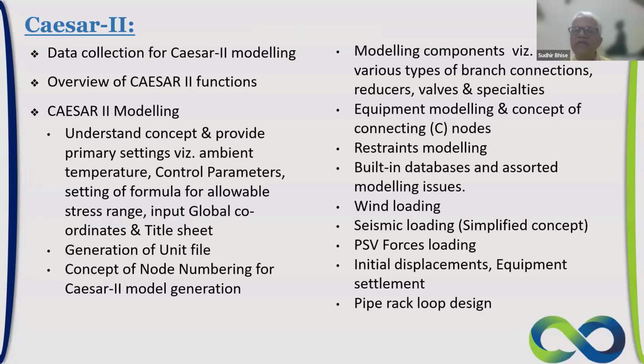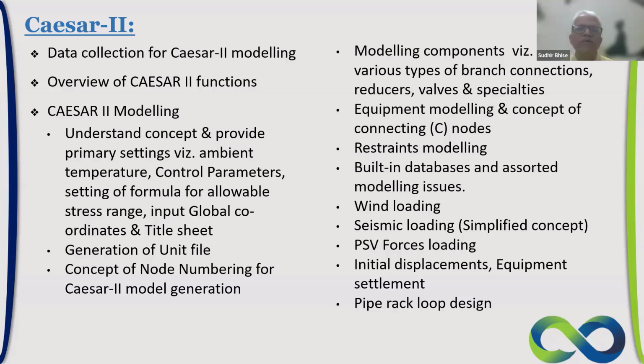Then we'll study the entire Caesar 2 software: what data collection is required for Caesar, the overall views and functions provided by Caesar 2, and then we'll go from the basic modeling requirements, to piping modeling, equipment modeling, the built-in database which is available, and restraint modeling. Then we will add one by one as the cases come: the seismic requirements, the wind requirements, PSV forces. If there are some initial displacements from the connected equipment, that also will be done.